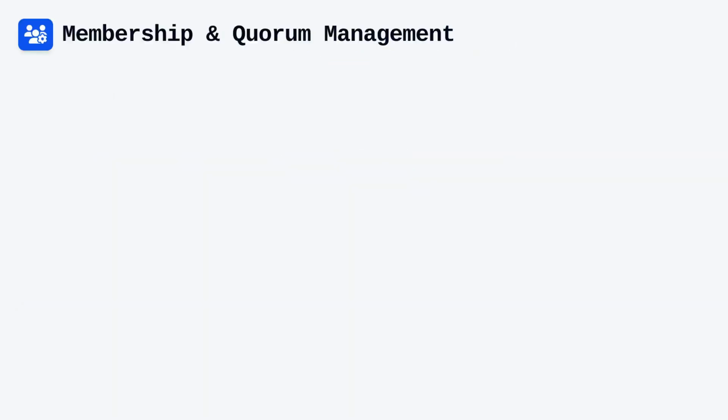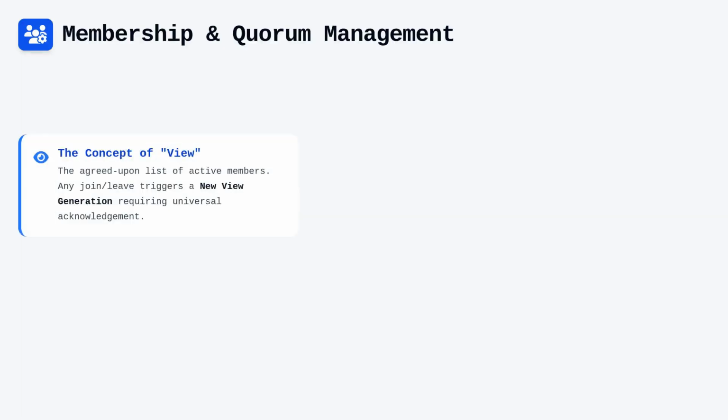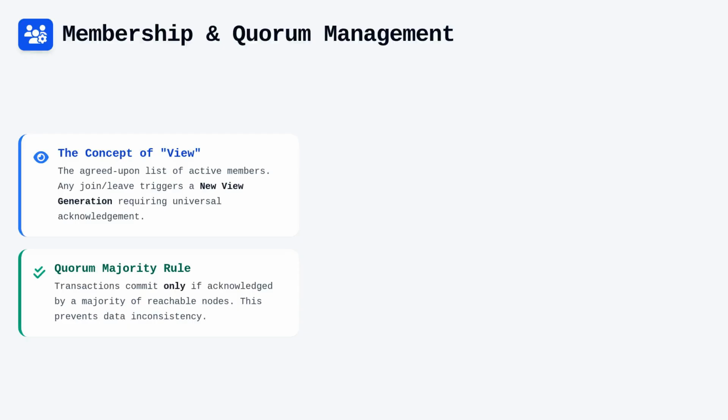Managing memberships in such a dynamic environment requires a robust understanding of quorum and view changes. The group maintains a concept of a view, which is essentially the current, agreed-upon list of active members who are participating in the replication process. Whenever a node joins or leaves the group, a new view is generated, and all members must acknowledge this change to maintain stability. This process is governed by the majority rule, which mandates that a transaction can only be committed if it is acknowledged by a quorum of reachable members. A quorum is typically defined as a majority of the nodes configured in the group.